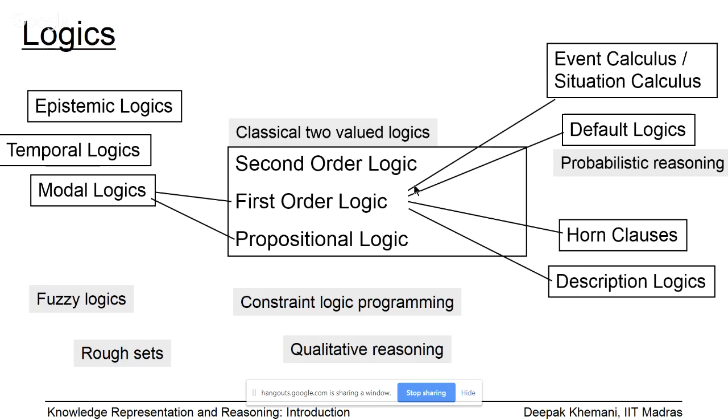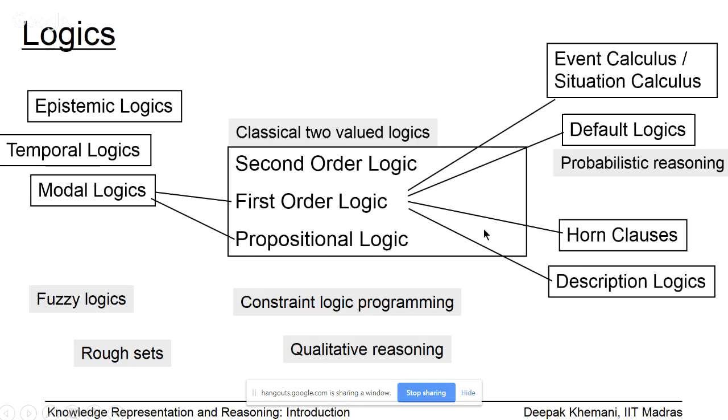Okay, so here on this slide we can see a whole variety of languages. At the center are these so-called classical two-valued logics. The simplest being propositional logic, then first order logic, and then second order logic. But there are also extensions to classical logics, such as event calculus, where we talk about time and change; default logics, where we talk about what is a likely inference; probabilistic reasoning, which we don't cover in this course, but where we talk about probabilities and what is the likelihood of something being true.